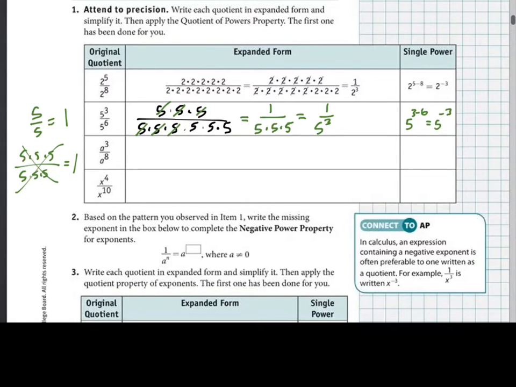So what I'm trying to show you guys is that this right here is the same as this right here. Does that make sense to you guys? So a lot of you guys are using the shortcut, which is awesome.